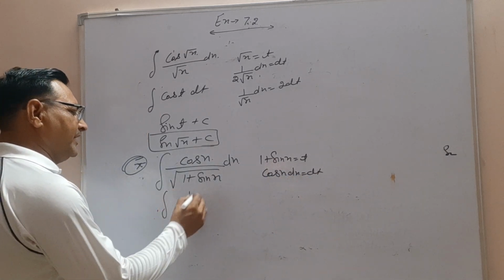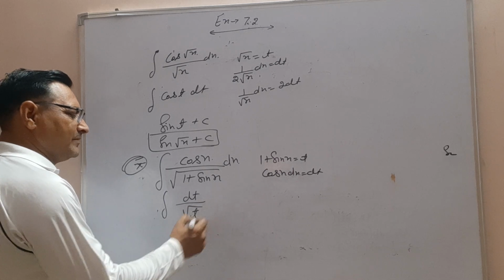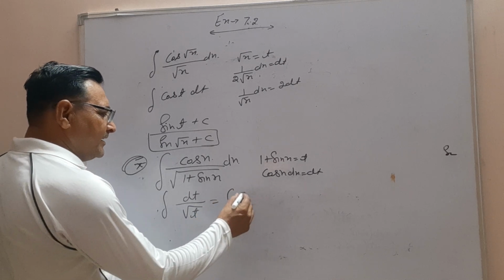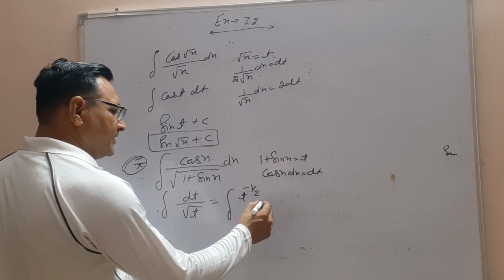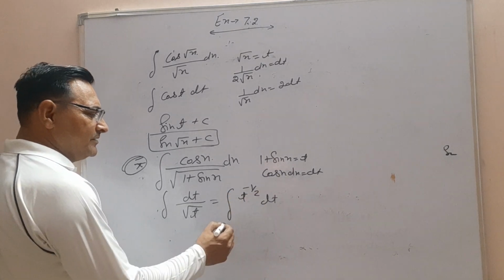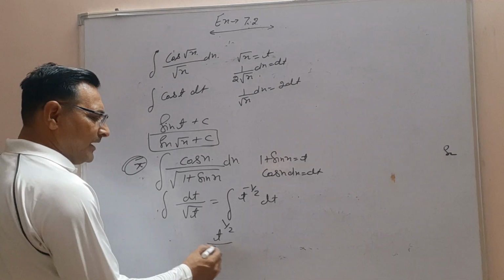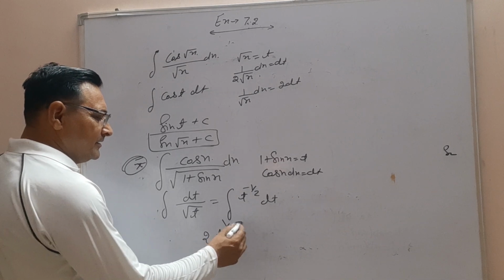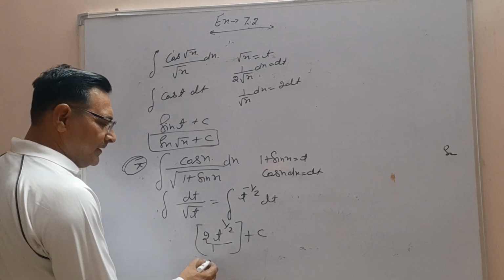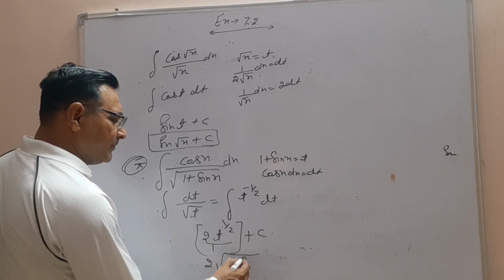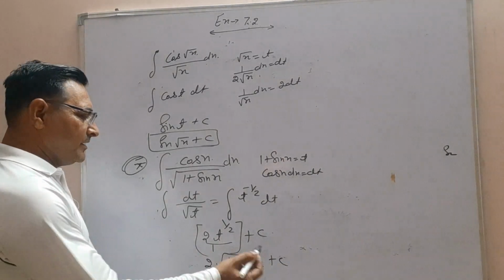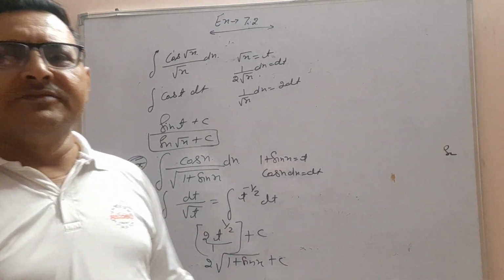So it will be dt by root t. And now do the integration. Its power is 1 by 2. You can write it as t power minus 1 by 2 into dt. Take its integration, minus 1 by 2 plus 1 is plus 1 by 2, and dividing by 1 by 2, it will be 2 by 1 plus c. Put here the value of t: twice of root 1 plus sin x plus c. This is a very easy question.